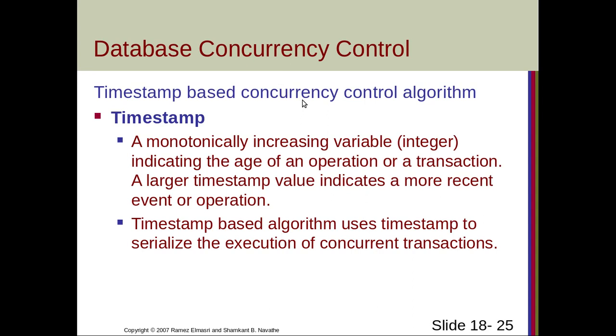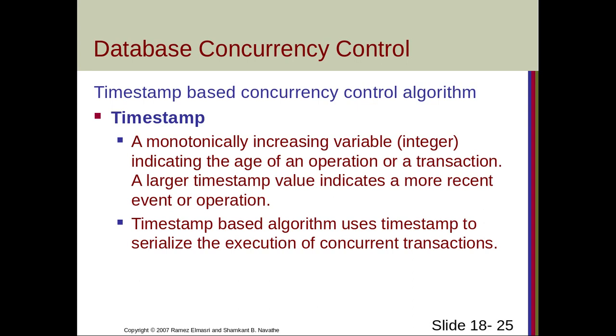Today we are going to discuss the timestamp based concurrency control algorithm: how concurrency control can be done using timestamps. Also, what is a timestamp? A timestamp is a monotonically increasing variable or integer value indicating the age of an operation of a transaction. A larger timestamp value indicates a more recent event or operation. The timestamp based algorithm uses timestamps to serialize the execution of concurrent transactions.